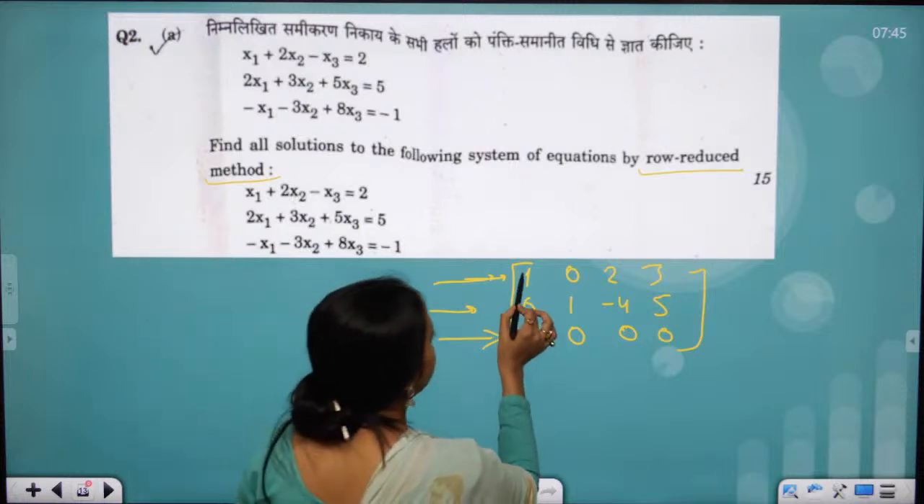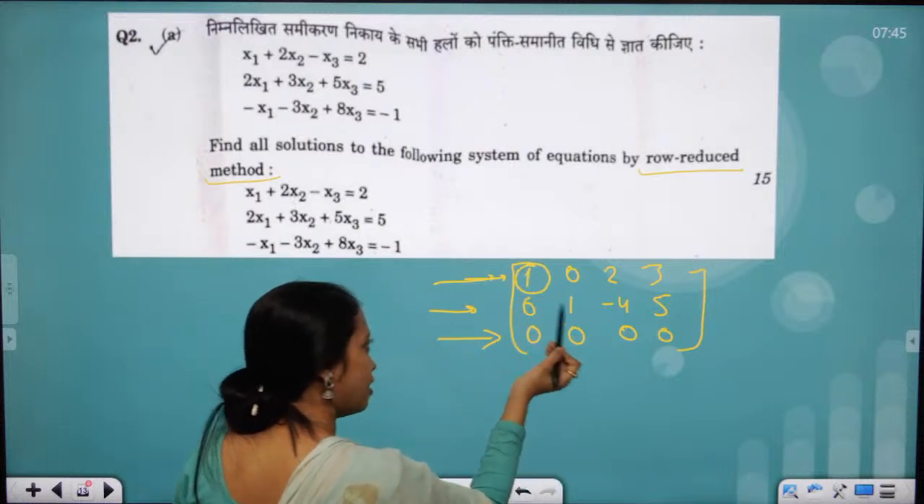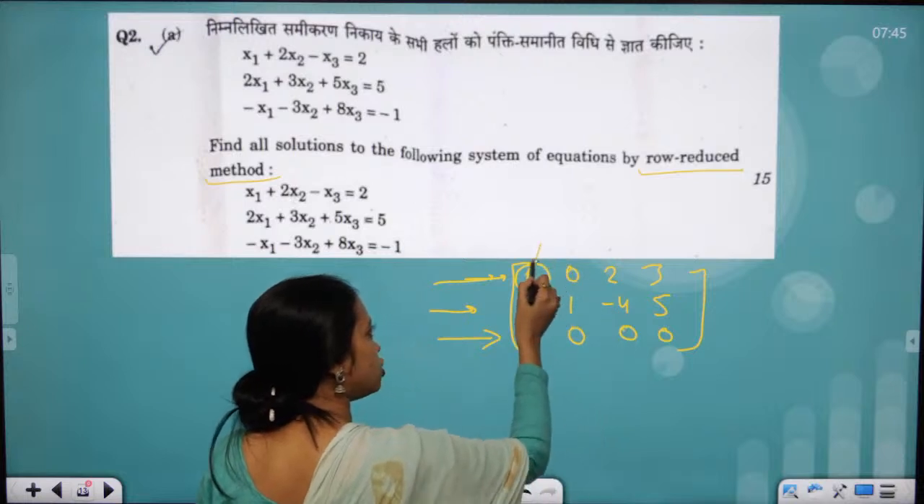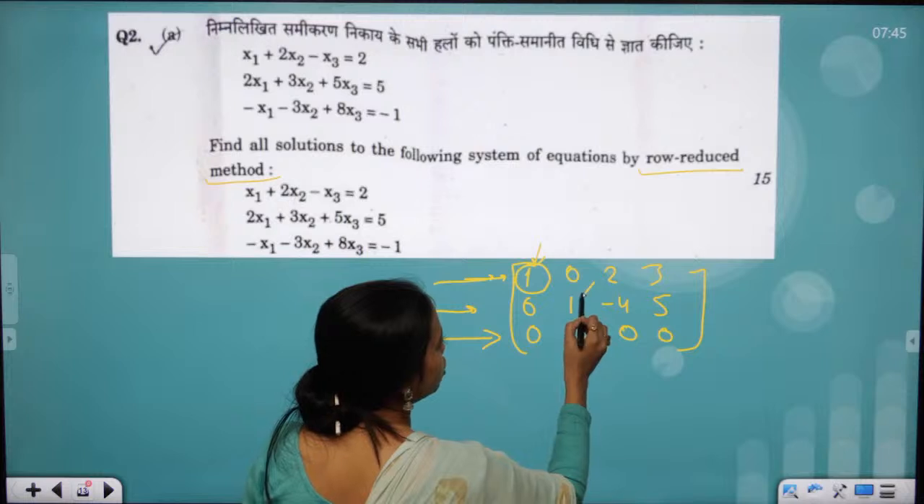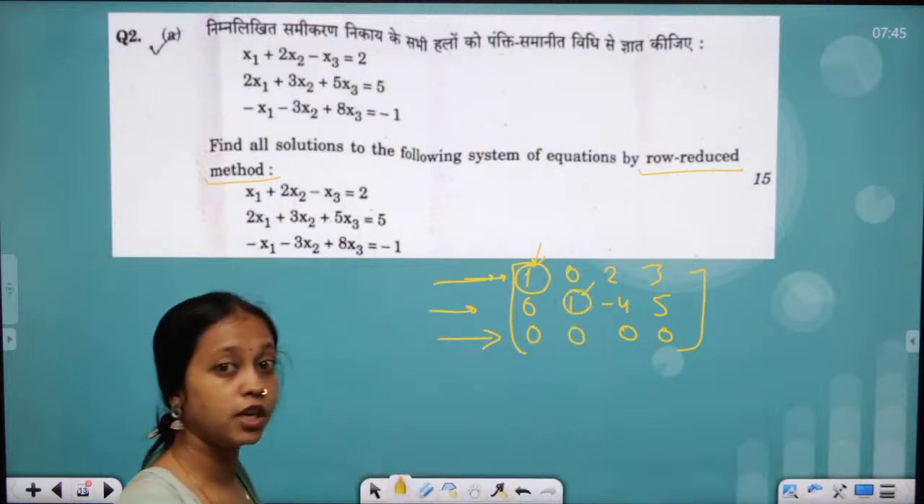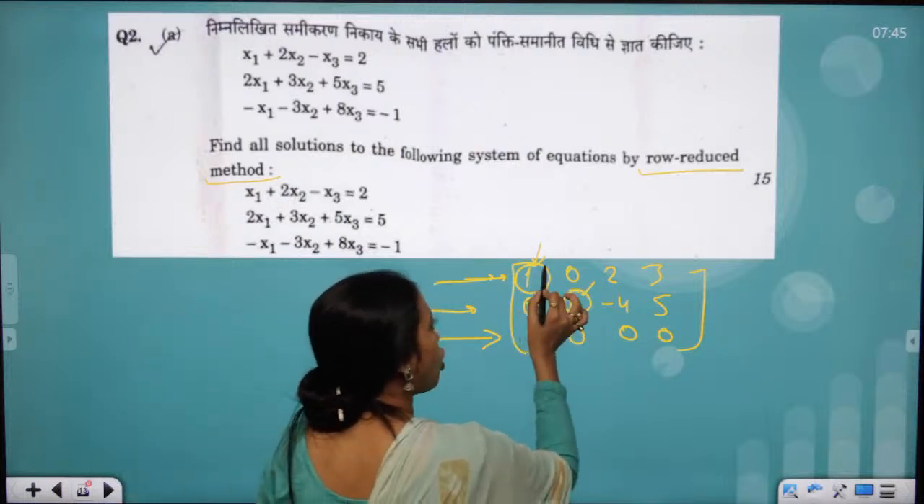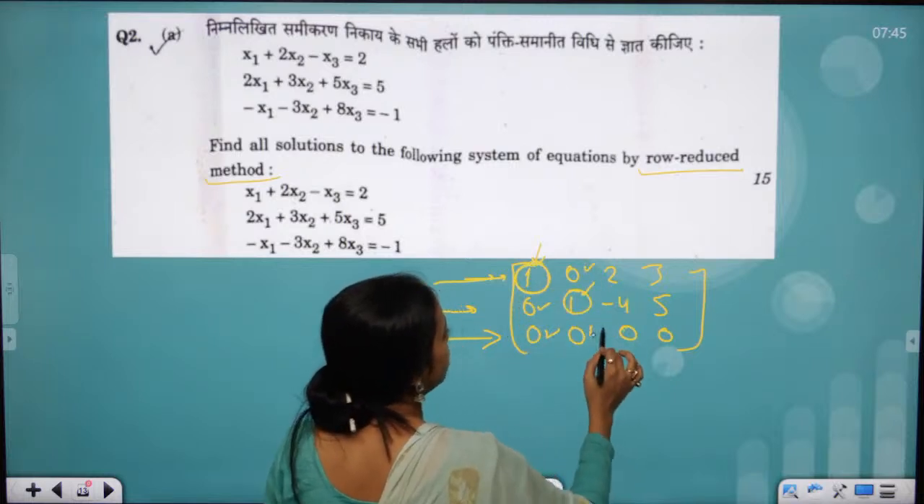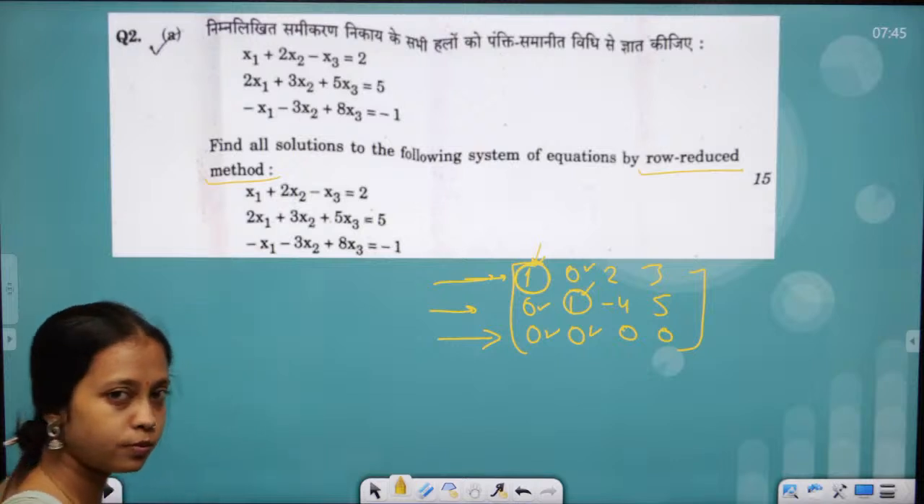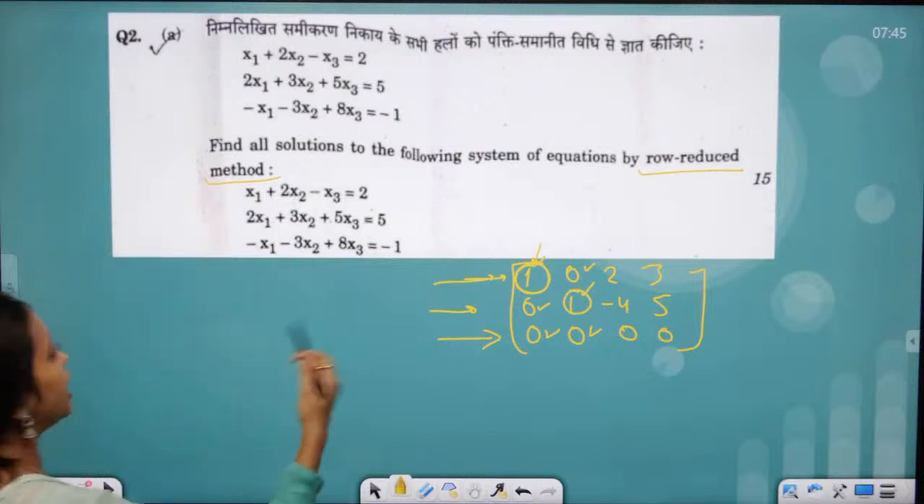Now the leading coefficient, that means for every row the first non-zero entry is 1. Second point is satisfied. Third point, the column in which this row is present, every element except it has to be 0. That is also true.